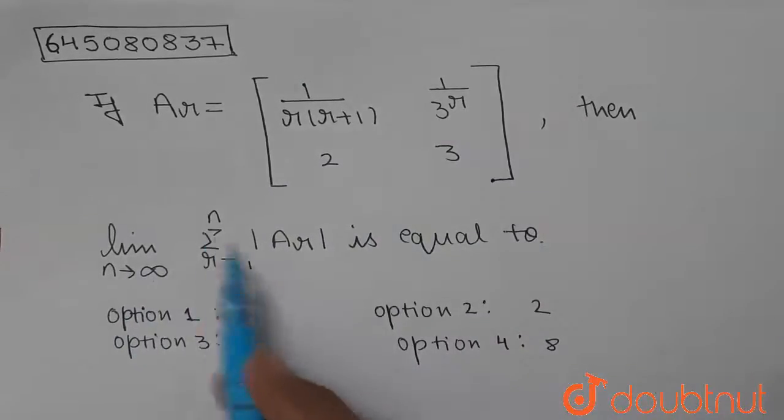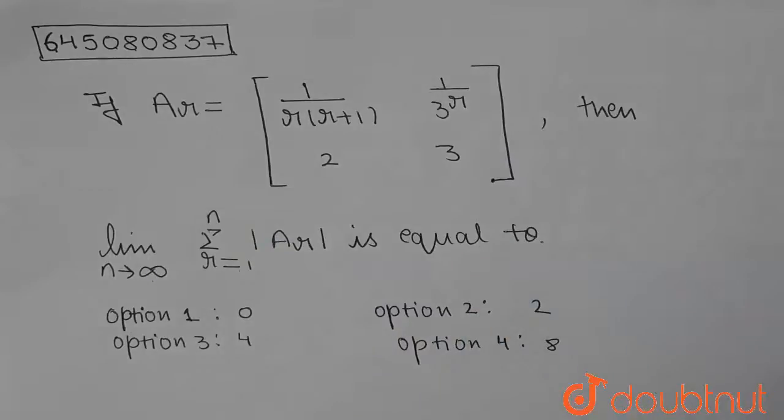Today's question is: if A_r is equal to this matrix and limit n tends to infinity, summation r is equal to 1 to n, determinant of A_r is equal to what? Then we need to find this thing, right? We are given this matrix, then we need to find this.